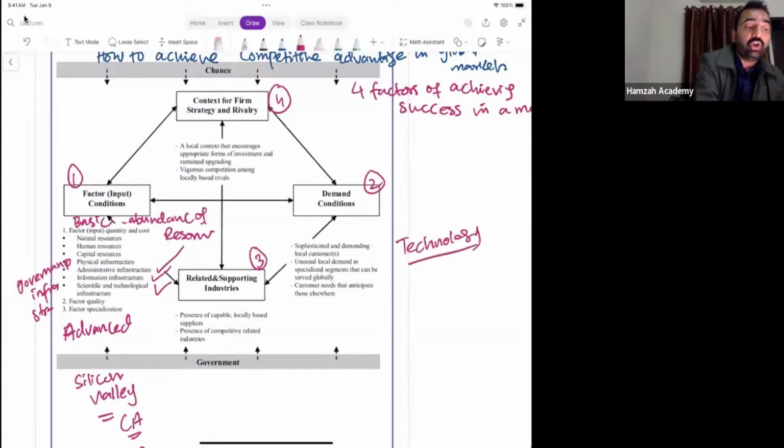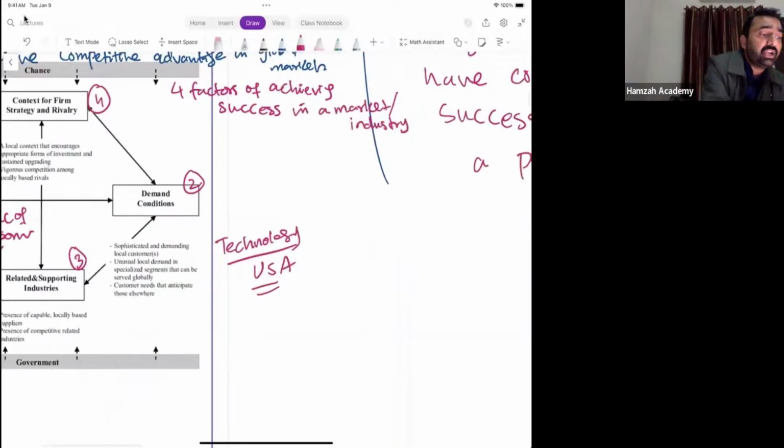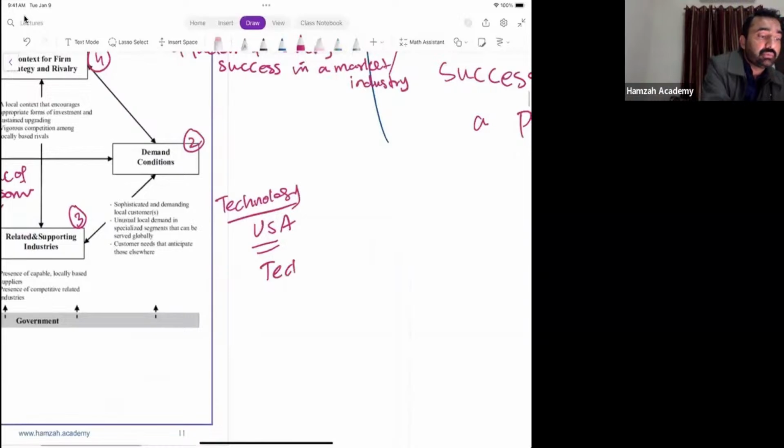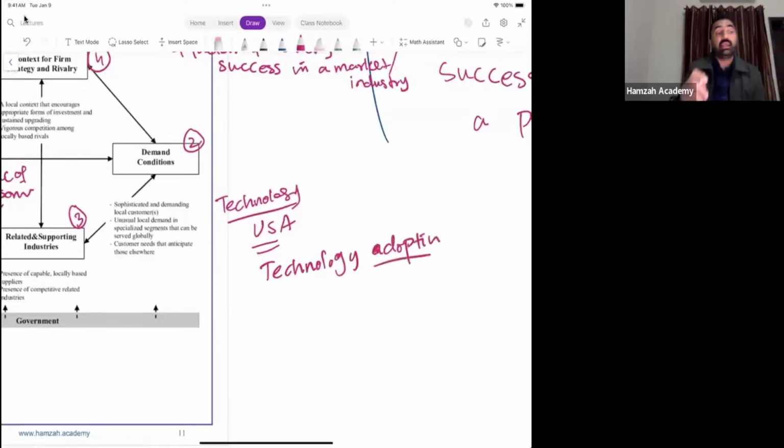So Silicon Valley or the US has always been ahead in terms of internet technology, in terms of AI, in terms of cloud. Yes, it is true. Technology adoption is highest in the US. Whether you talk about cloud, who are the largest cloud providers?